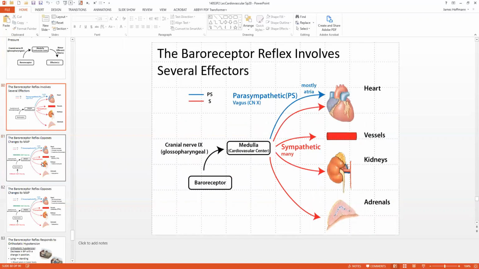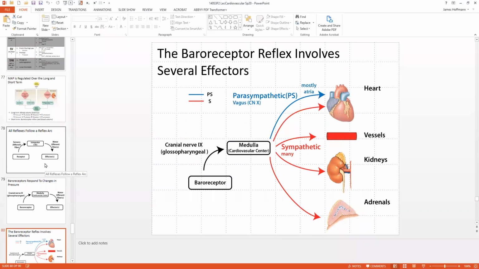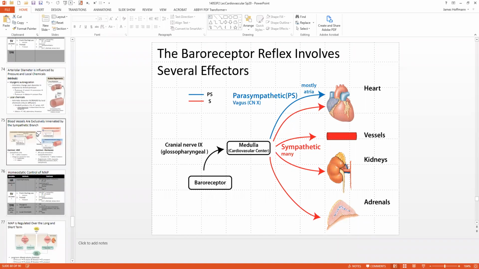Okay. But we'll see it more in the kidney. As a matter of fact, in the kidney, we'll talk about homeostatic regulation of something called GFR, the glomerular filtration rate. And one of those will literally be that sympathetic stimulation.